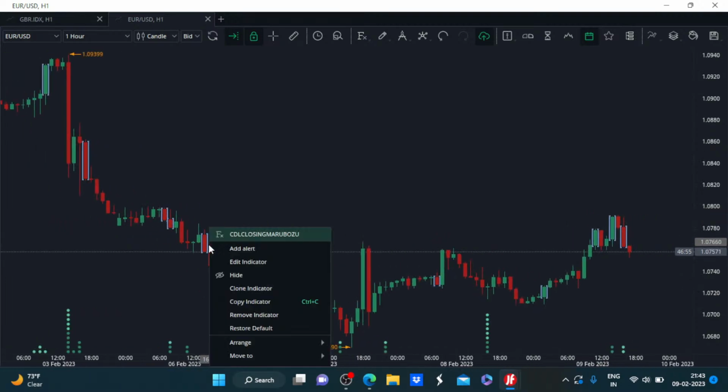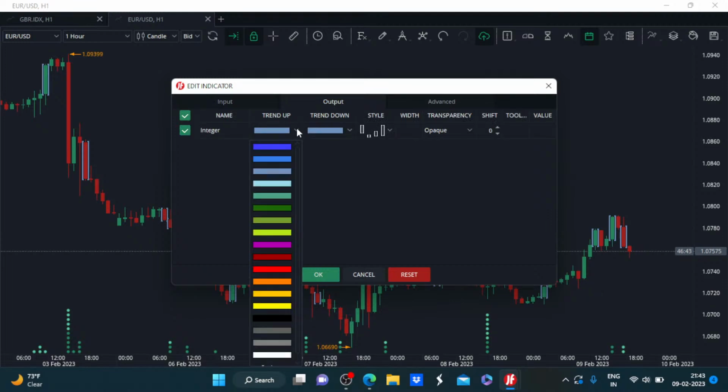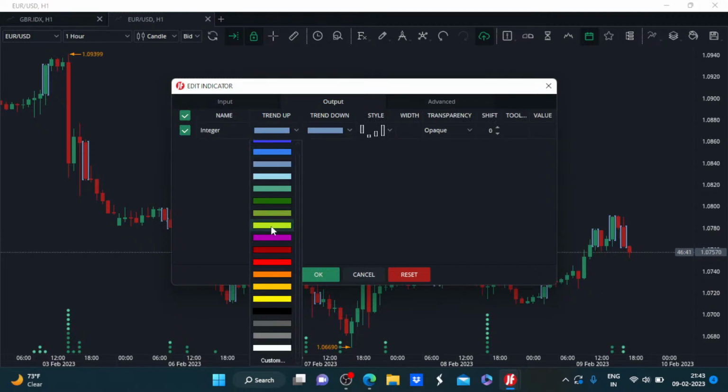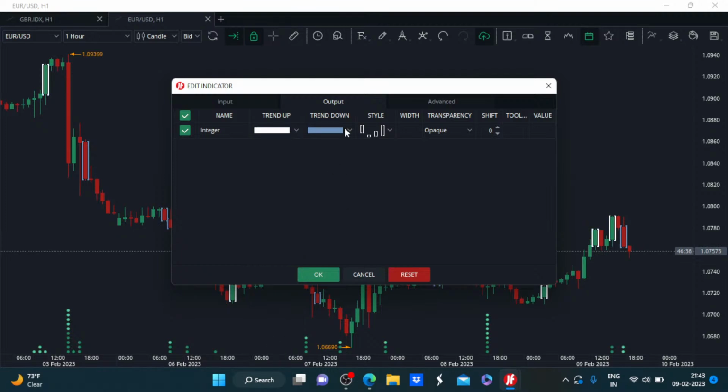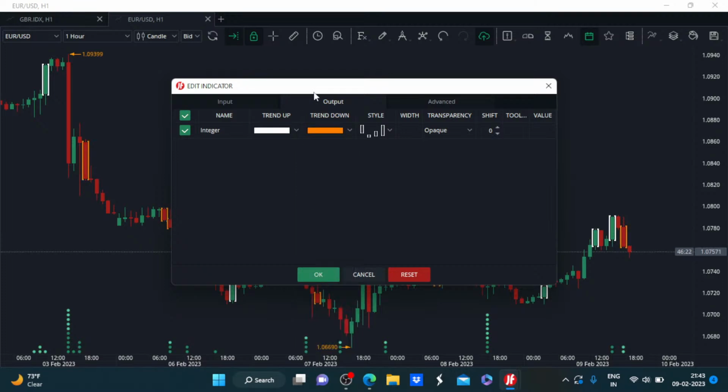Now let us see what we can do in terms of its editing. There is nothing we can edit on the input side, so this option has been disabled. For the output, we can go for the color combination of our choice. So if you like brighter colors or even white color, you can opt for that particular formation. You can even go for two different color combinations for signaling the bullish closing Marubozu and bearish closing Marubozu.